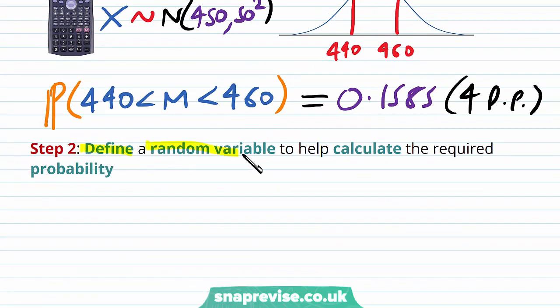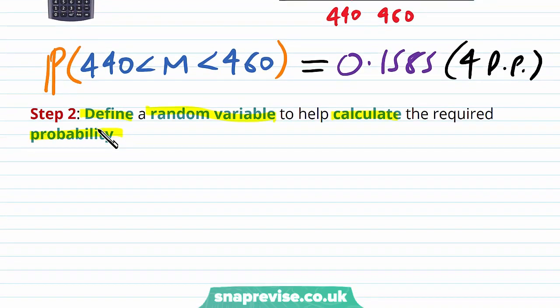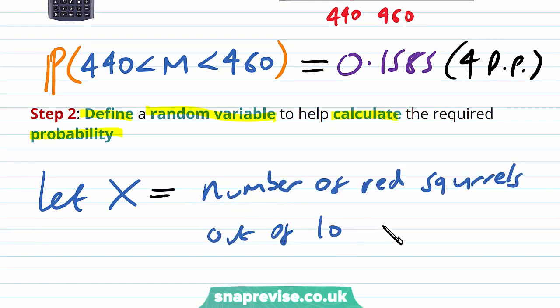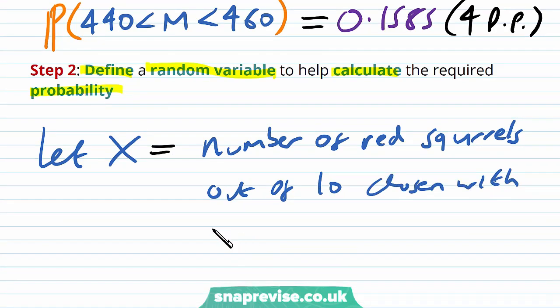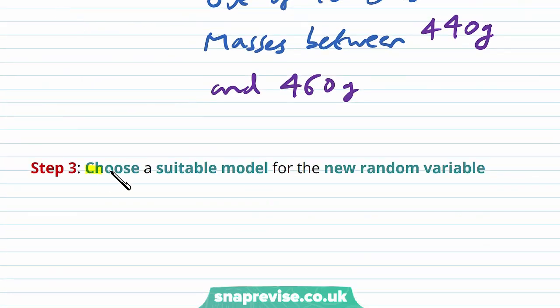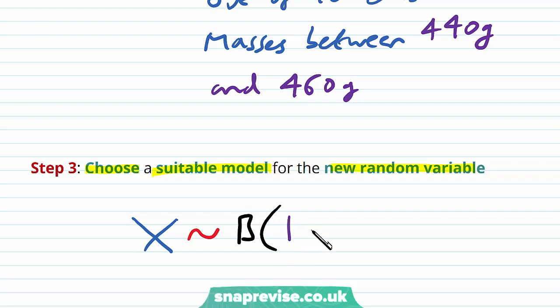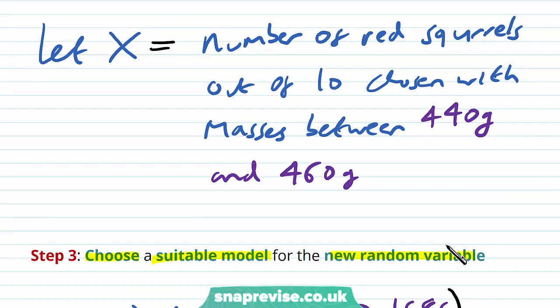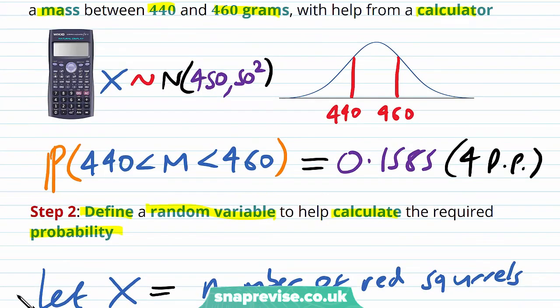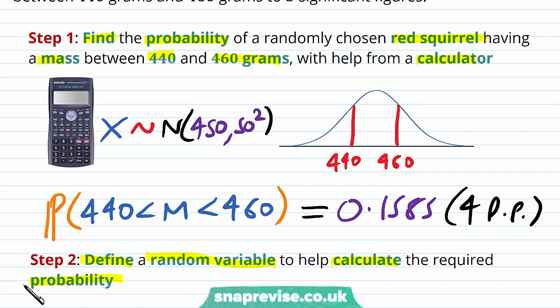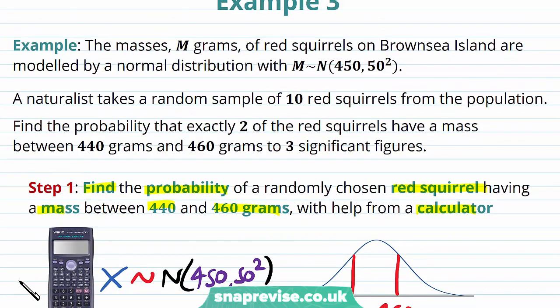Our second step is to define a random variable to help calculate the required probability. We are going to let capital X be the number of red squirrels out of the 10 chosen with masses between 440 grams and 460 grams. Our third step is to choose a suitable model for the new random variable. We have that X is going to be binomial, and we have our index is 10 and our probability parameter is 0.1585. Again, this is because we're classifying a success in this case to be choosing a red squirrel in this range. And the probability of a randomly chosen red squirrel being in this range is 0.1585. This occurs over the 10 red squirrels chosen from this population.